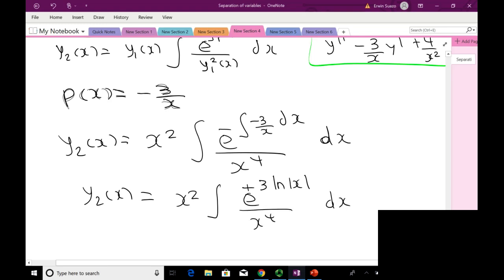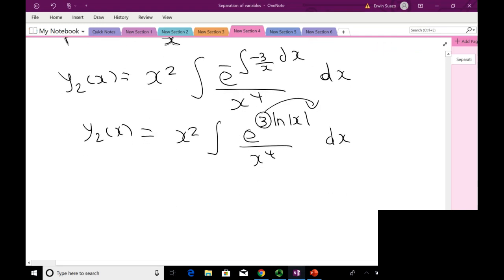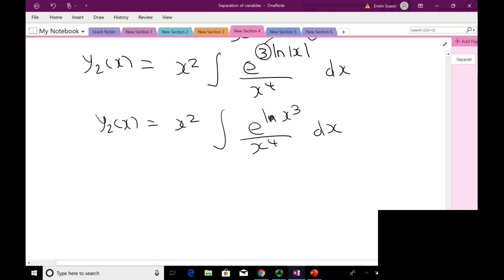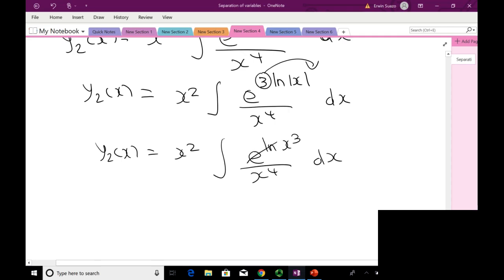Now we can take care of this 3 in front, because we don't like that 3 in front. We're going to put it up. So we get y2 of x equals x squared times the integral of e to the ln of x cubed over x to the 4 dx. So this e and ln cancel each other, and you can leave this x cubed.